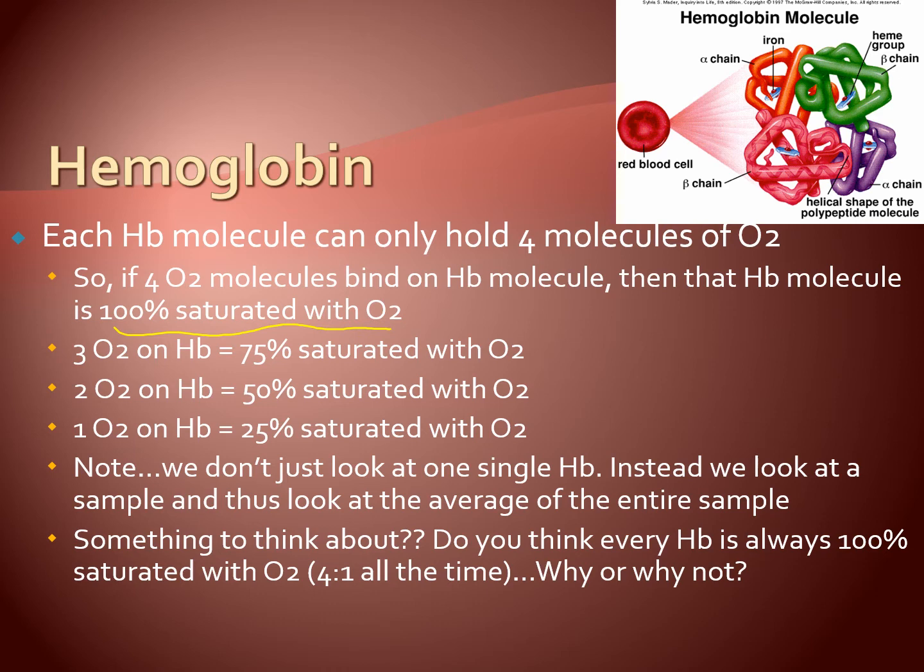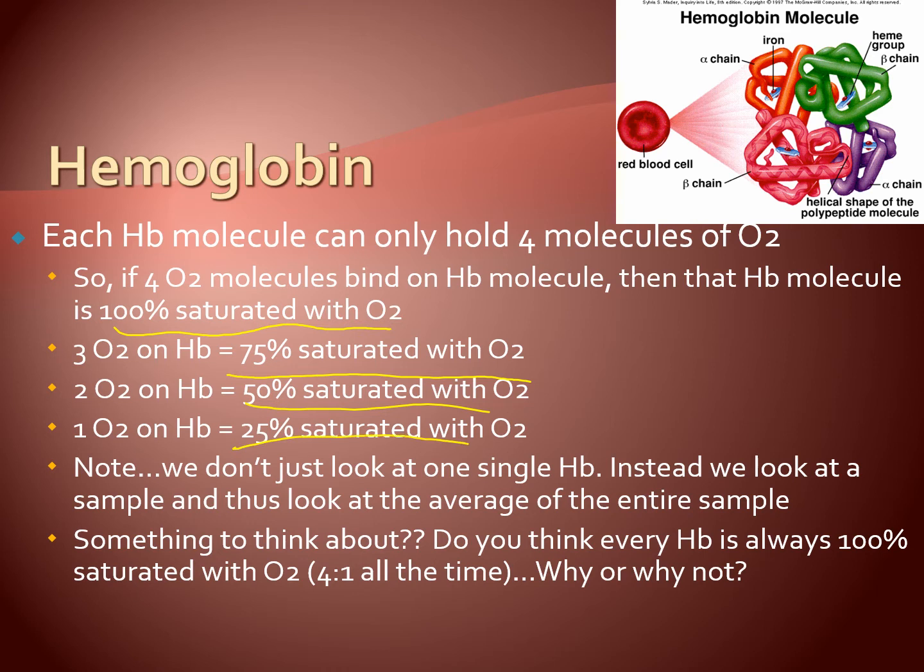If only 3 oxygen molecules are found on each hemoglobin, then their saturation would be 75%, right? Because we have 1/4 of the hemoglobin molecule that's not saturated. 50% saturated would be only 2 molecules, and so on, right?